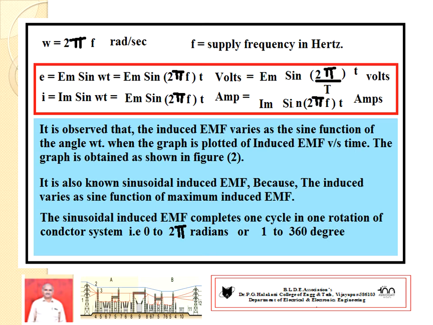This sinusoidal induced EMF completes one cycle in one rotation of the conductor system. That may be one cycle completion in angle. In angle, it may take place from 0 to 360 degree or 0 to 2π radians. Remember, that is one set of positive cycle, one of negative cycle. The 0 to 180 degree is positive cycle, 180 to 360 degree is negative cycle. So, completion of AC with one positive cycle and one negative cycle is known as one cycle.